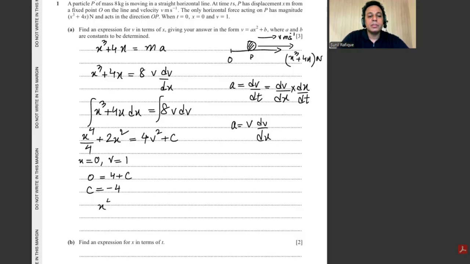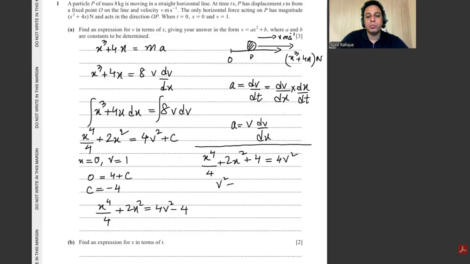Now I get x to the power of 4 divided by 4 plus 2x squared equals 4v squared minus 4. The question says I need an expression for v in terms of x, so I need to make v the subject. It should be a quadratic expression, whereas the expression I'm getting right now is a quartic one. So, I'm going to solve over here. I'm running out of space. So x to the 4 over 4 plus 2x squared plus 4 will be equal to 4v squared.